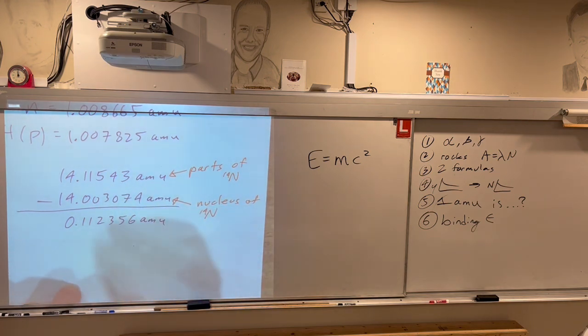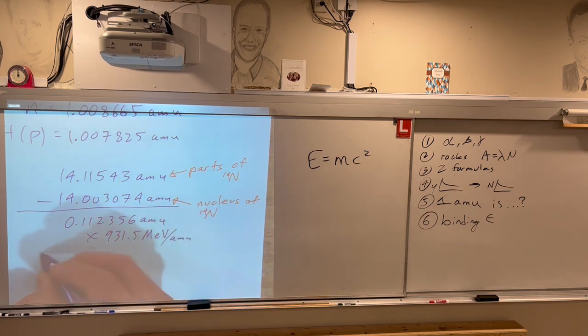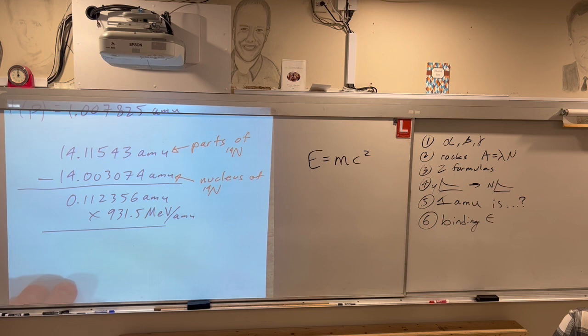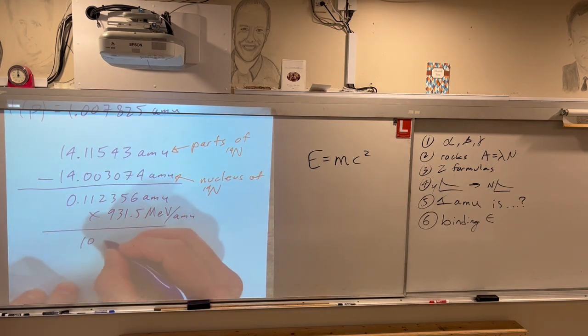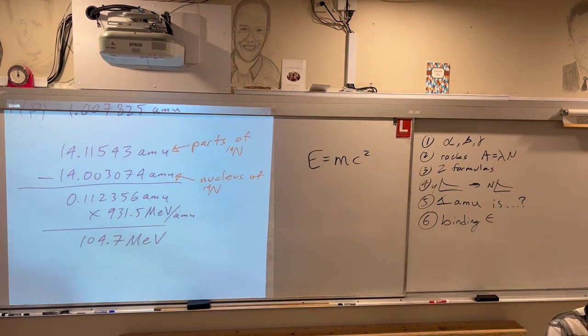And if we multiply that by 931.5 mega electron volts per AMU, we will get an amount of energy. Somebody do that for me. 104.6 or 104.7. Okay. That is the energy difference between nitrogen 14 as a nucleus and nitrogen 14 as all of its parts spread from the nucleus. Exactly, thank you, Alex.